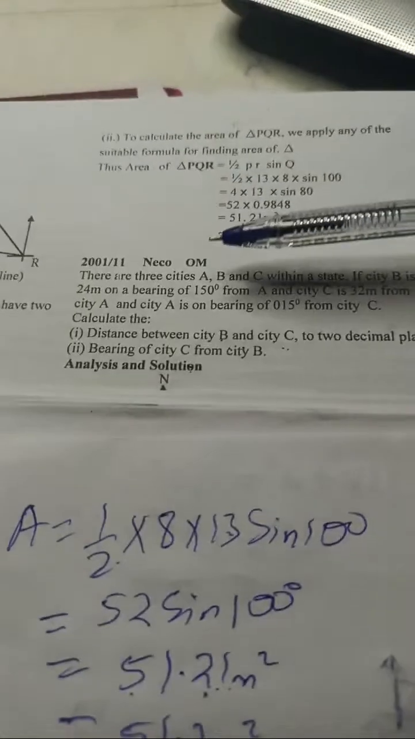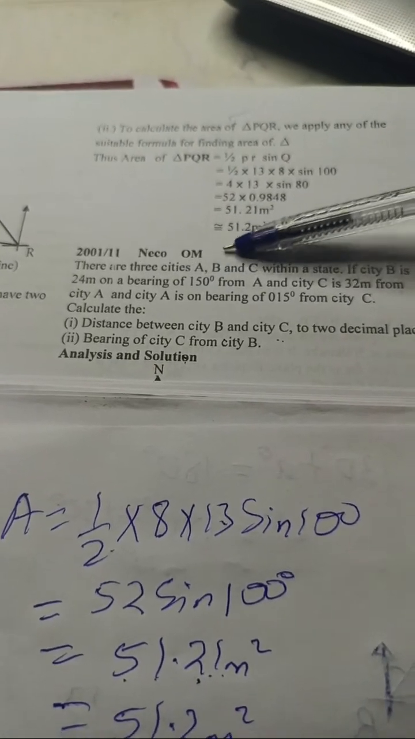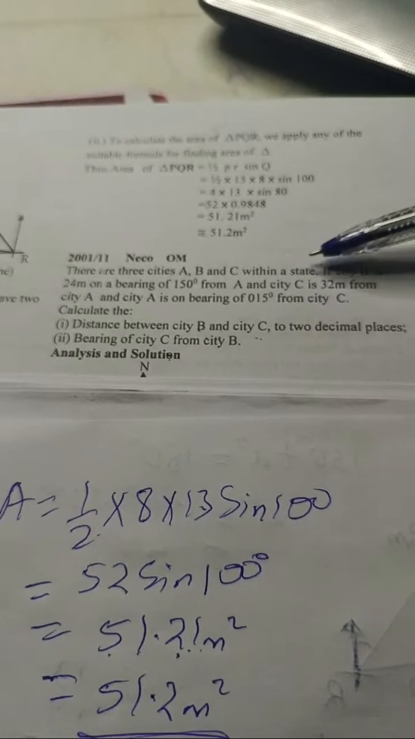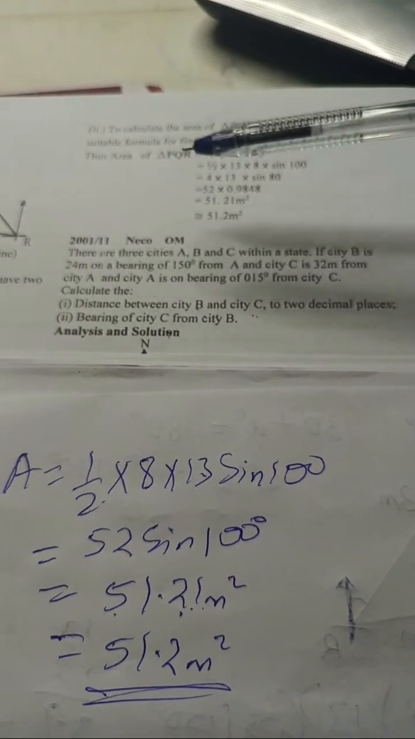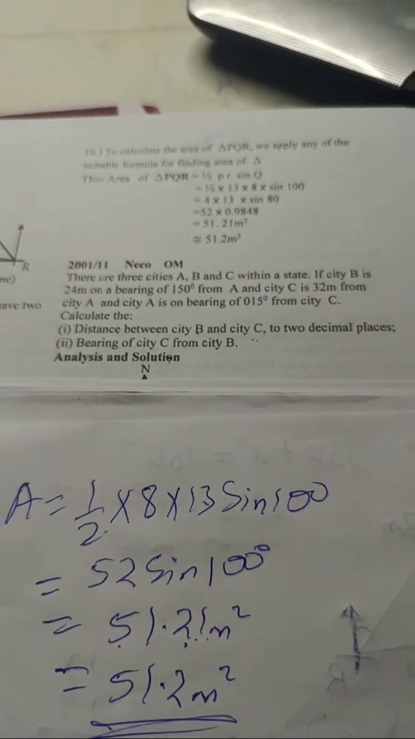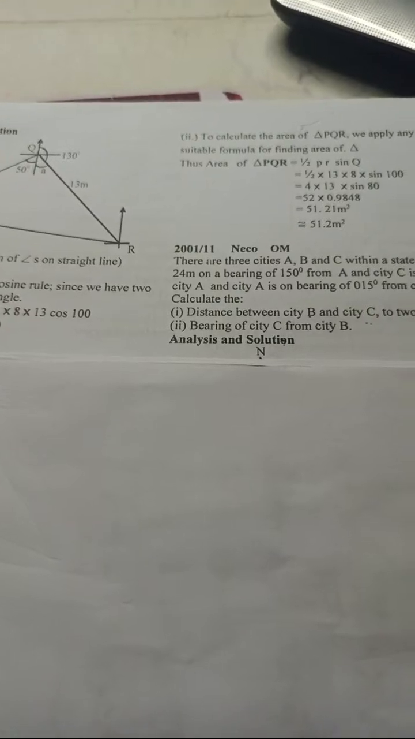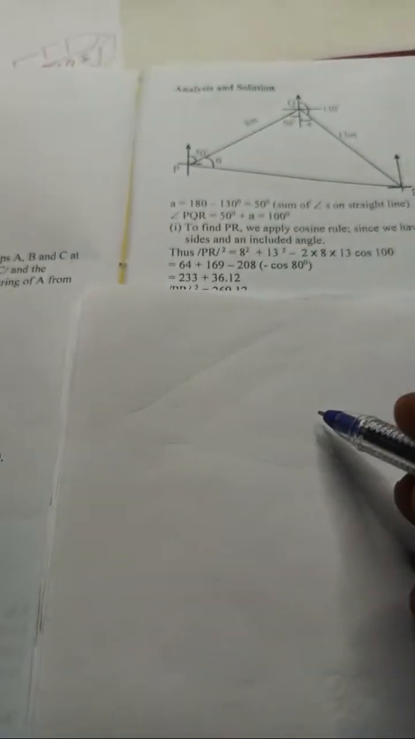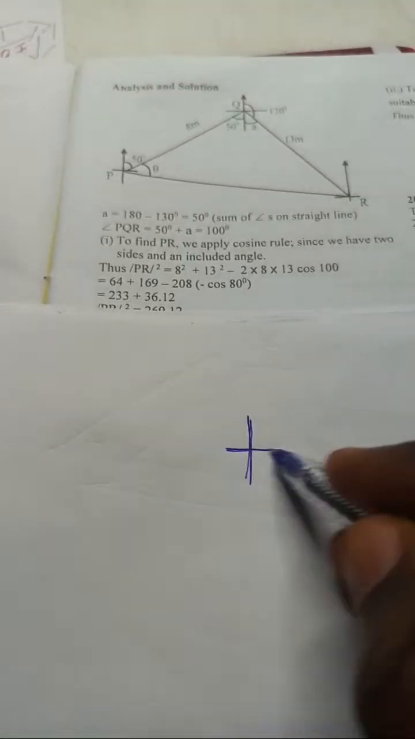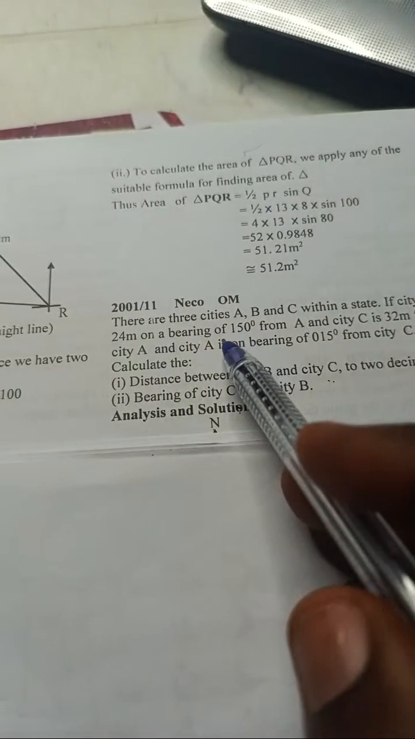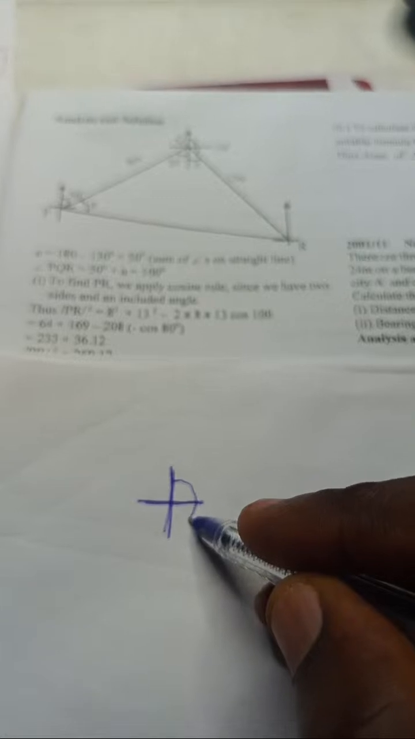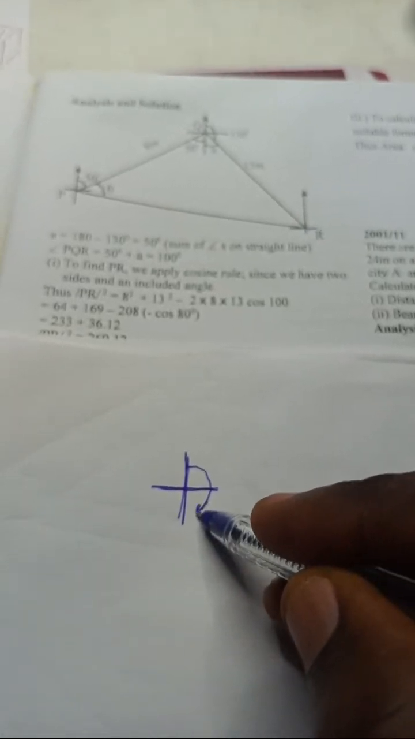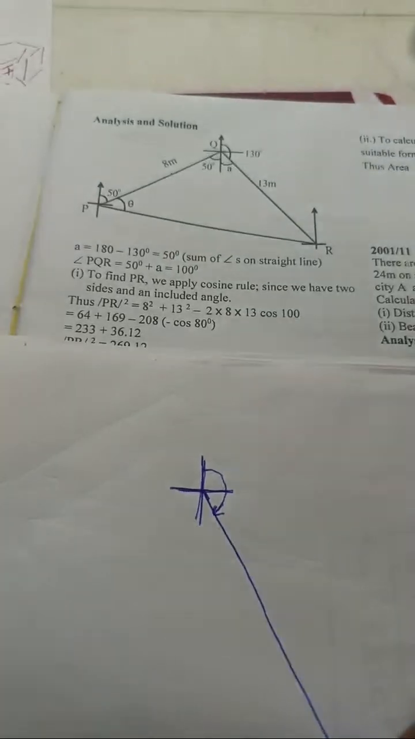Look at this. There are 3 cities, A, B, and C, within a state. If city B is 24 meters on a bearing of 150 degrees, the first thing we have to do is to get the bearing, which is 150 degrees. So it means we have to try to draft. You first of all make something like this. So we are told that it is 150 degrees, okay? So from here to here is 90. To this place is 180. So 150 is around here. So we now rule our line just like that.